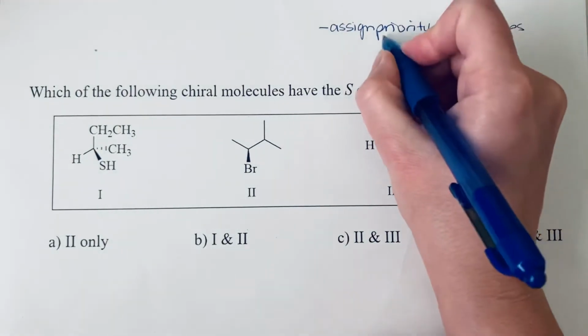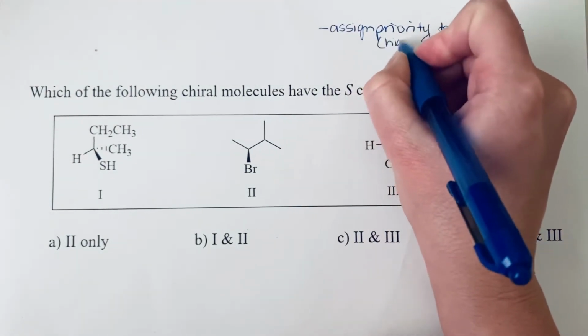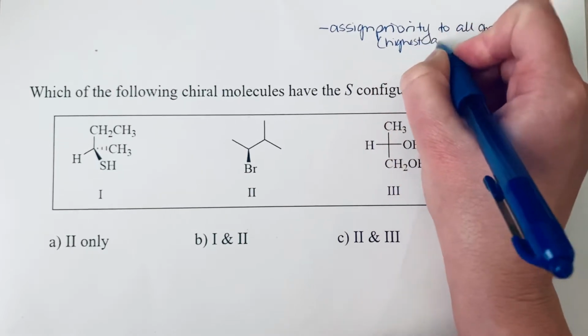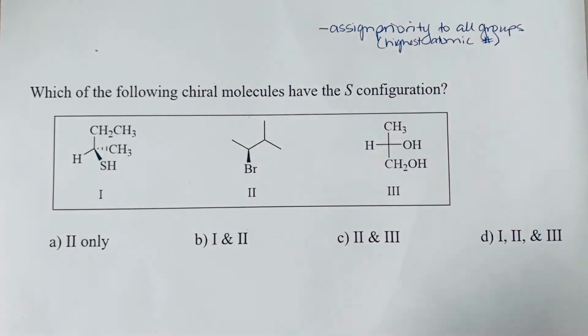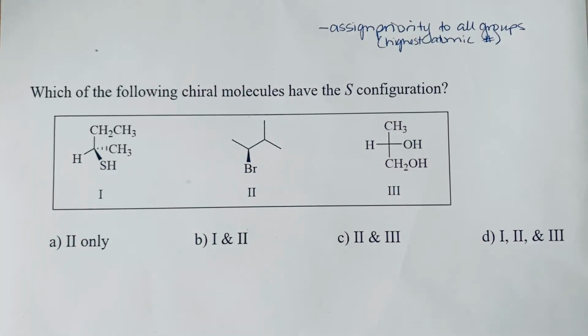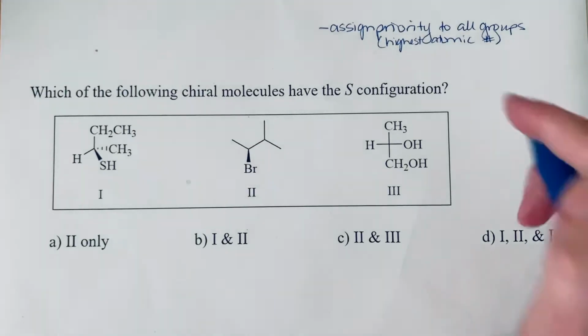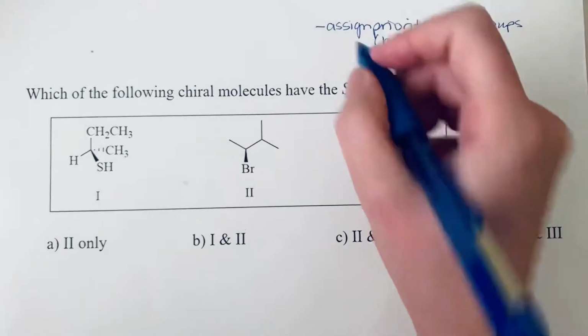And we assign that priority by atomic number. So we're looking for the highest atomic number. And the key there is that you have to go atom by atom and compare. So you look first at the atoms that are directly attached to that chiral carbon, and then if you need to, you say, well, what are those atoms attached to? Okay, so you assign the priority to those groups.